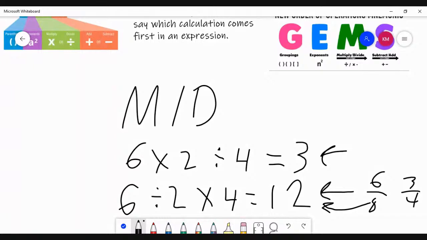So first things first, I am looking for all exponents. Well, second thing first, I'm looking for exponents. Go ahead and work out all the exponents. Third thing I'm doing is multiplying or dividing from left to right. No matter which order it is, you have to do it from left to right.